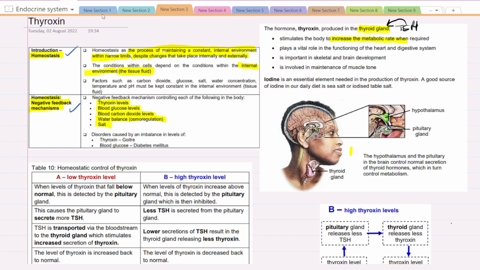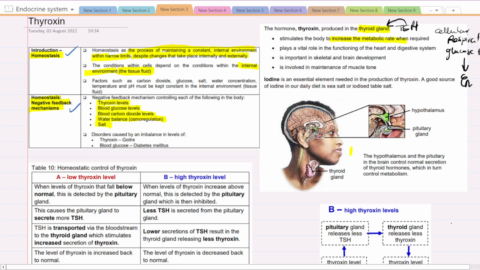So it is very important to understand cellular respiration, because you must remember that it's the breakdown of glucose in the presence of oxygen to release energy. And this happens inside the cell in the mitochondrion. If you still remember grade 10, the mitochondrion, the organelle, is responsible for cellular respiration. So you must keep that in mind when we are talking about the thyroxin.